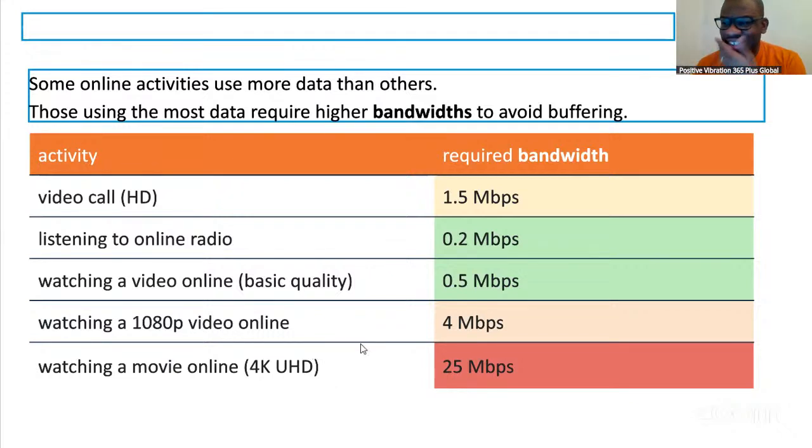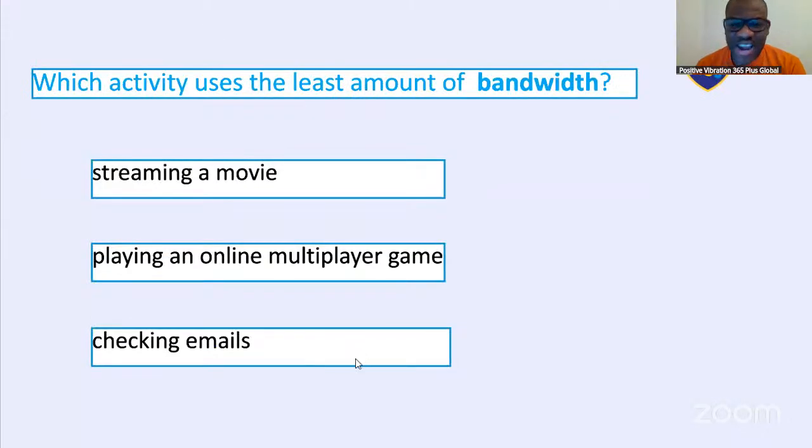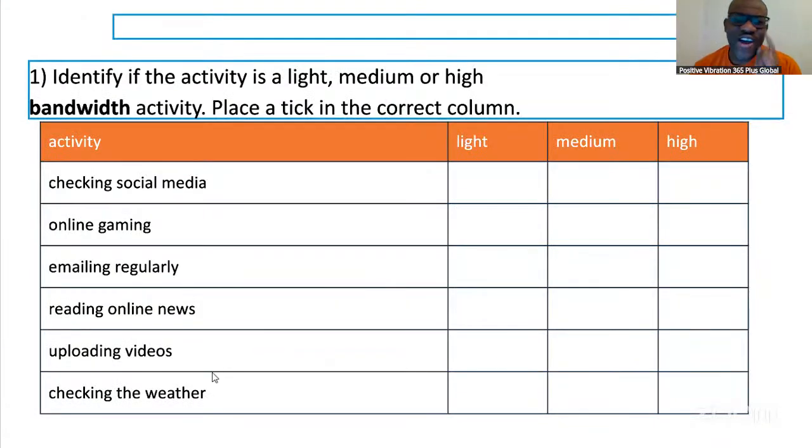All right, any questions about that? Everybody's happy with that? Okay. So which activity uses the least amount of bandwidth? Checking emails. Absolutely. All right. So now here's an activity for you. You're going to put an X beside the one that you think is light, the one that is using medium in terms of bandwidth, and the one that is going to require high bandwidth.